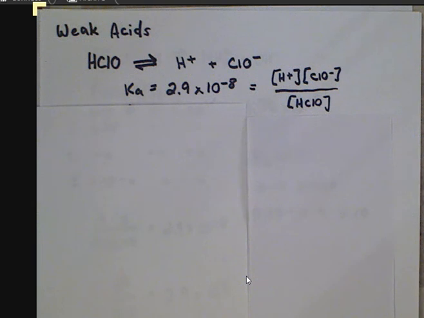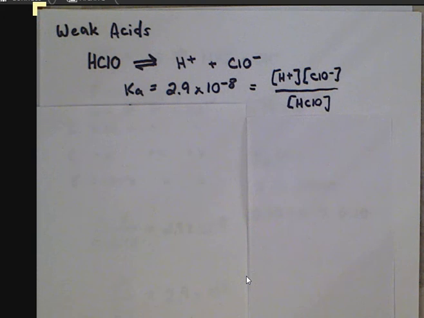Okay. So in this case, we can't make the assumption, because it's not a strong acid, that this is going to ionize completely, and so the concentration of the HClO is going to be much, much different from the concentration of the hydrogen in solution. So for this, we're going to use the same tool that we've used for other equilibria, and that is an ICE table. Okay, so let's take a look at the ICE table.